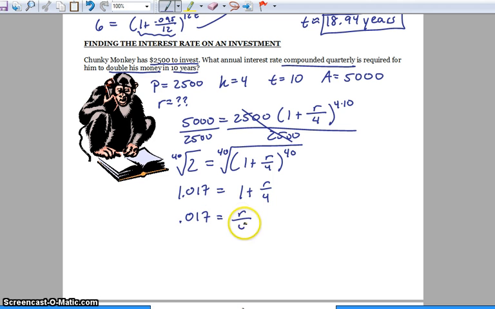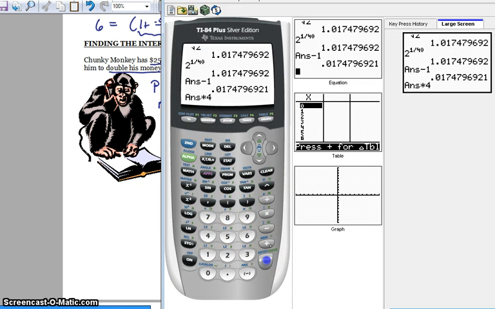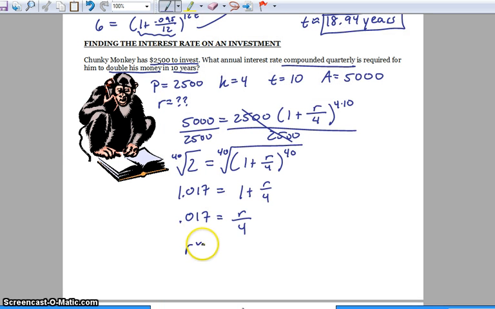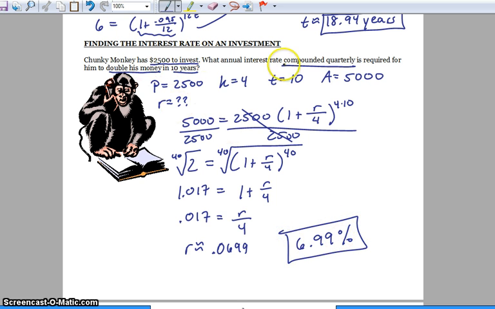And then we get about 0.017 is equal to R over 4. And then multiply by 4. Now we get 0.0699. I'm actually rounding to 4 decimal places because I'm rounding before I move the decimal, because I'm going to eventually change this into a percent. So R is about 0.0699, which if I write that as a percent, it's going to be 6.99%. That's the interest rate. So almost 7% Chunky Monkey would have to get to make that work out.